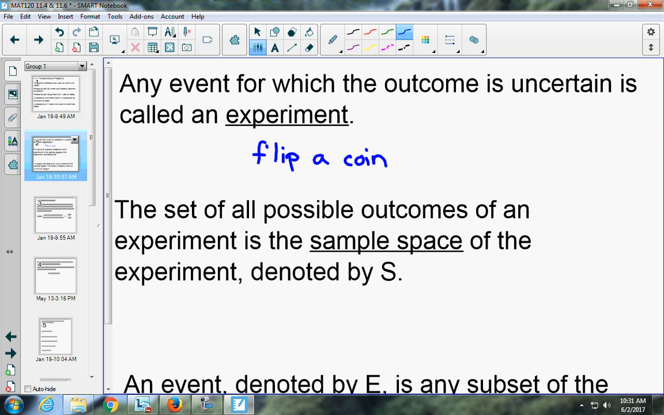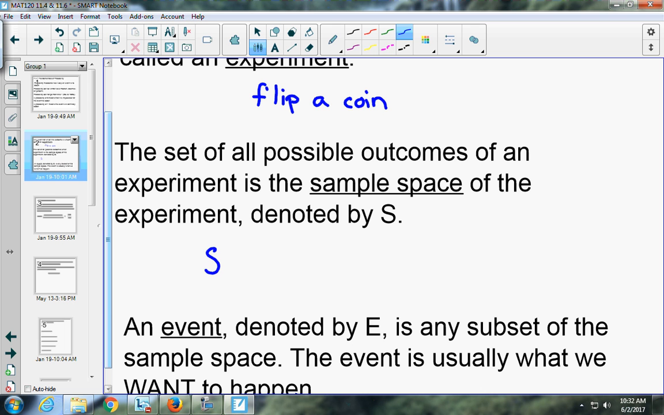The set of all possible outcomes of an experiment is the sample space of the experiment, and we usually denote it or abbreviate it with S. So if we're talking about flipping a coin, the sample space has two options. We can get heads or we can get tails.